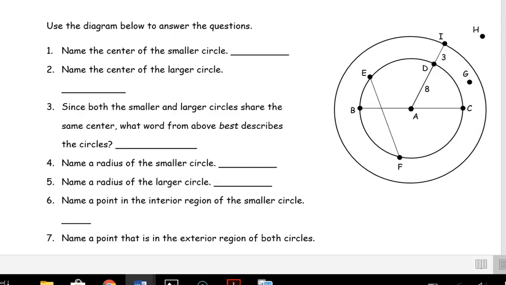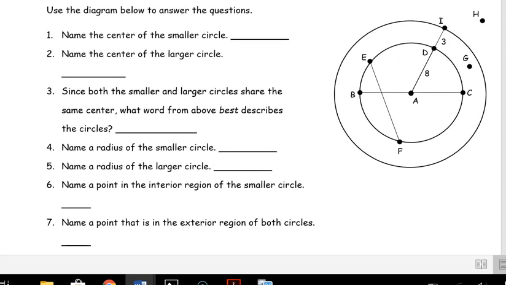So number one, it says name the center of the smaller circle. So we look at our smaller circle. All right, here is our center. We would just call that point A. All right, A is the center of our circle. If I ask you to name the center of the larger circle, so we look at our larger circle, we would see that A is also the center of the larger circle.